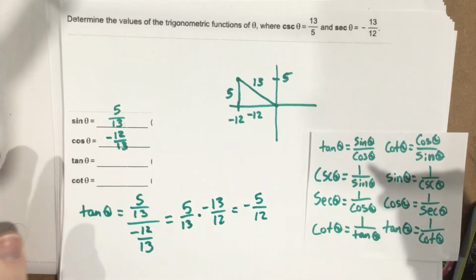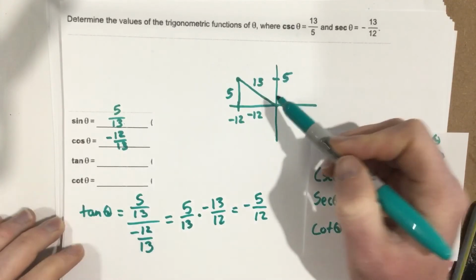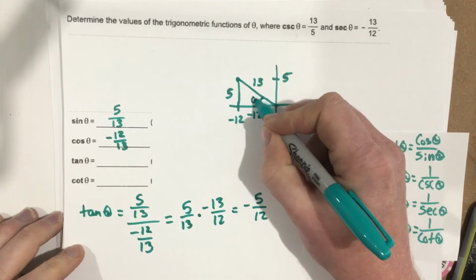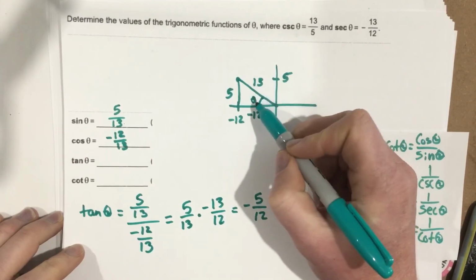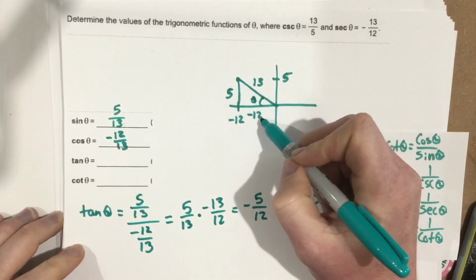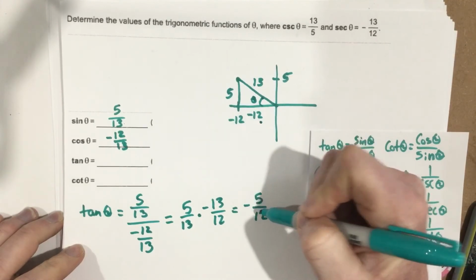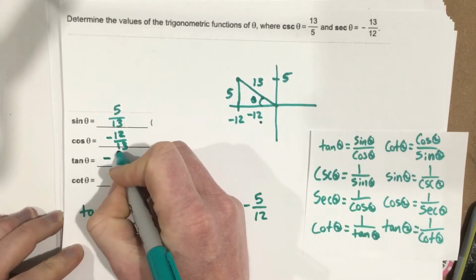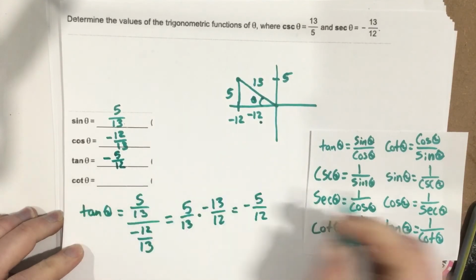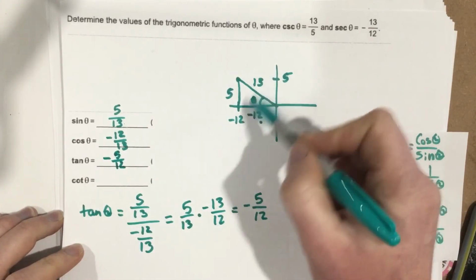Which, if you look at this, tangent of theta, if we just look at the triangle, tangent of theta is the opposite over the adjacent. Well, that would be 5 over negative 12, which is negative 5/12. So that's why it makes perfect sense when you use the identities along with the triangle.